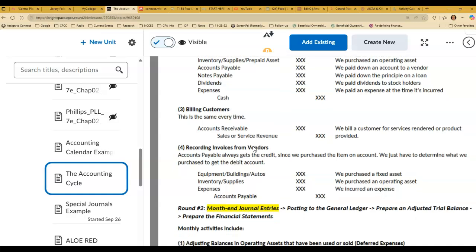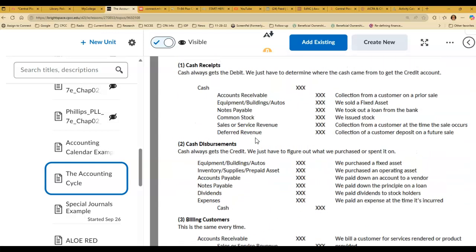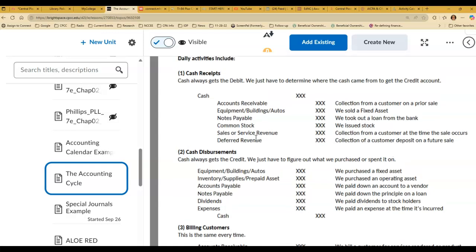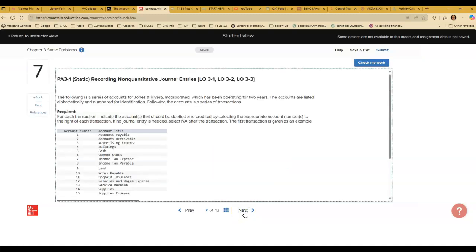Learn to identify the patterns. Did we receive a bill? If we received a bill from someone else, we now owe accounts payable, and now the question is, what did we buy? Did we buy equipment, buildings, and automobiles, inventory, supplies, some other expense? Okay. So up until this point, these 4 categories, I promise you, are the 4 big categories on this first exam. You just have to learn to recognize them as you're reading the question. Okay? All right. Let's move forward.